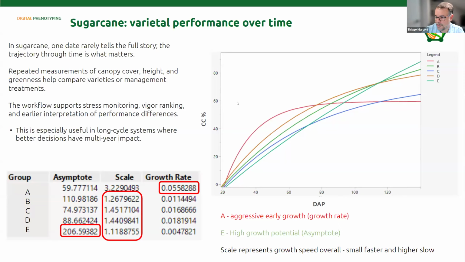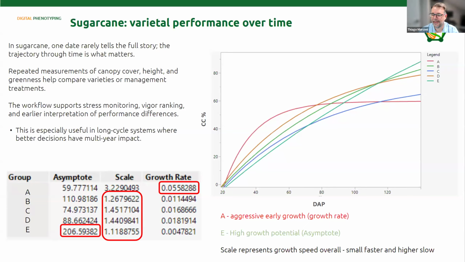So we can see, for example, a sugarcane here that is very vigorous in the beginning, but it reaches the plateau of growth very early. And other varieties here are continuing growing. They have a slow vigor in the beginning, but they don't reach the plateau so early as the other ones. So these are very important key parameters for us to look at.